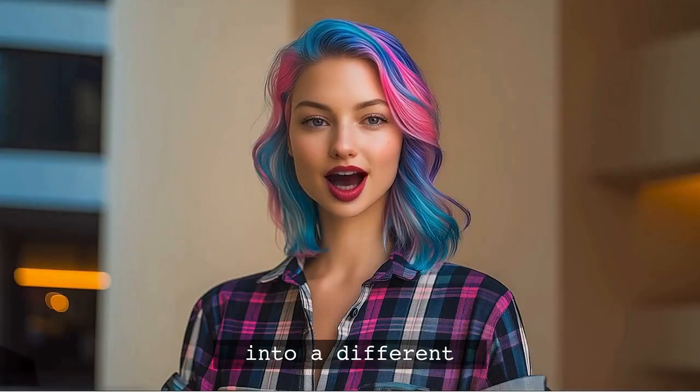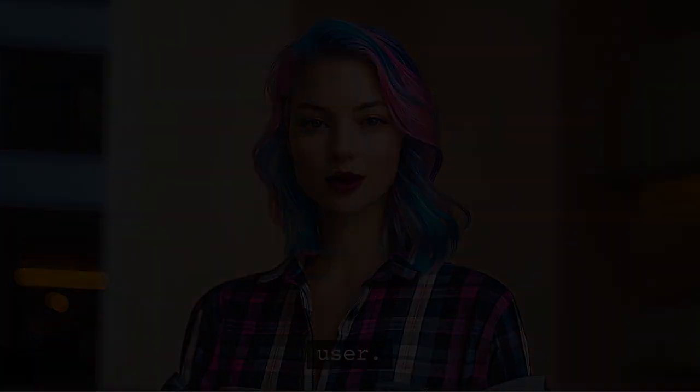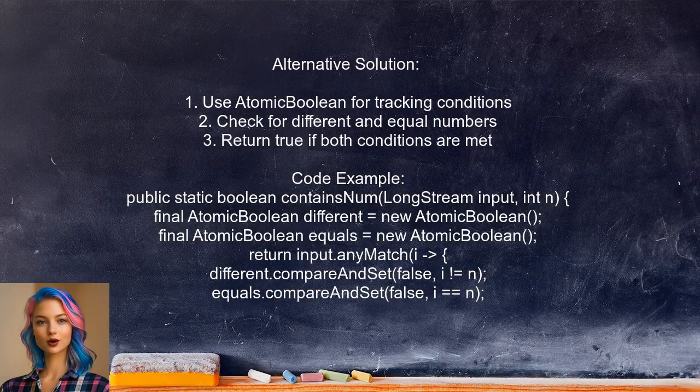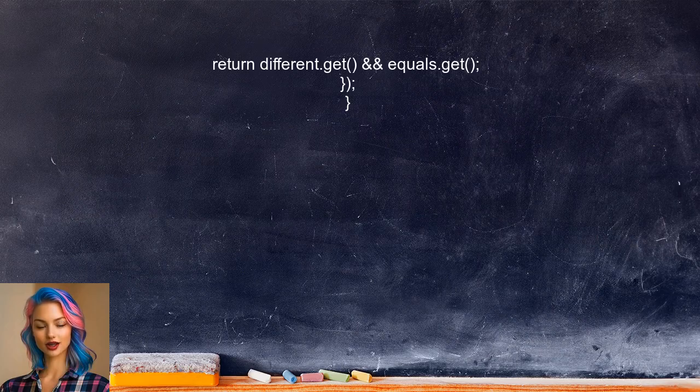Now, let's dive into a different answer from another user. An alternative solution provided by another user involves using two atomic Boolean variables. This approach checks if the stream contains at least one number that is not equal to the specified number, while also confirming that at least one number matches the specified number.